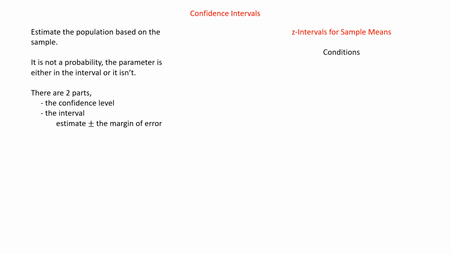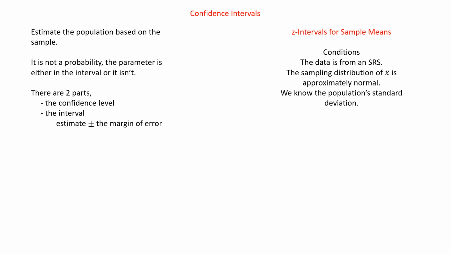So we have conditions. The data is from an SRS. That will be a condition for all of these. Also, the sampling distribution of X bar is approximately normal. We'll see how to check that or verify that in a minute. And then specifically for Z, we know the population standard deviation. The other two are going to be a consistent thing for pretty much all of these. The population standard deviation says we're using Z instead of some other test that we don't know yet.